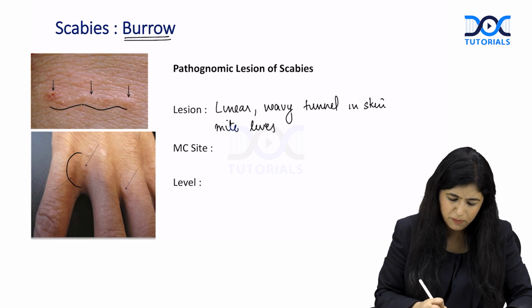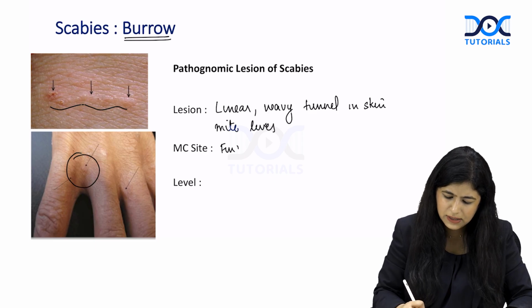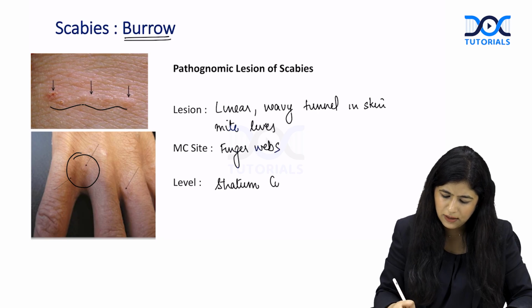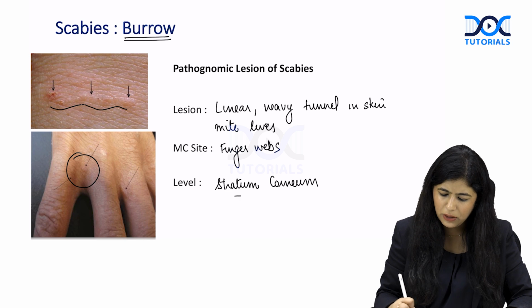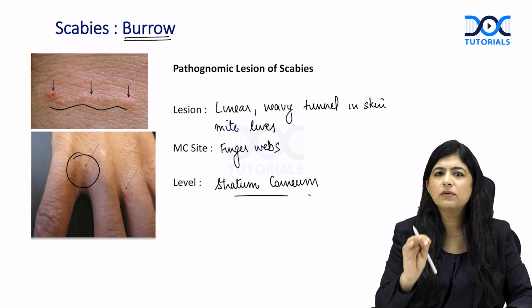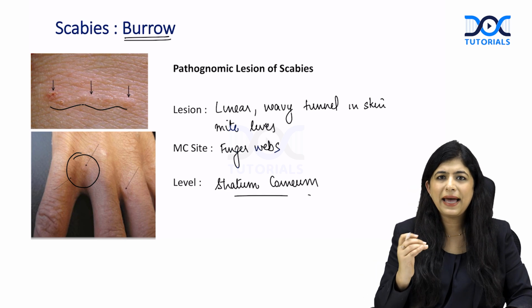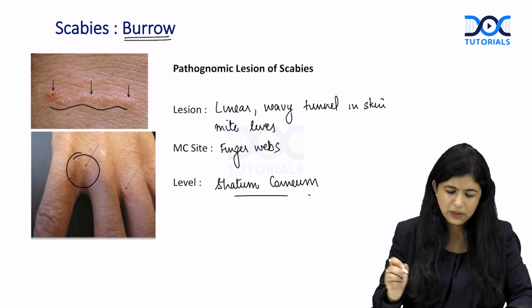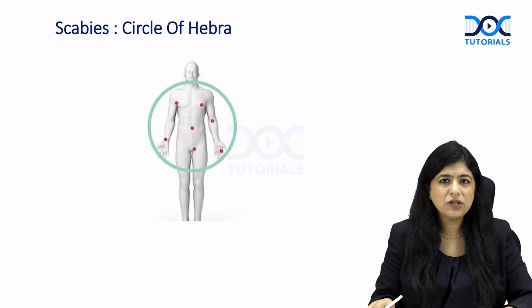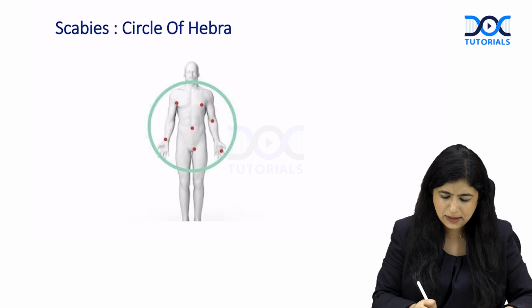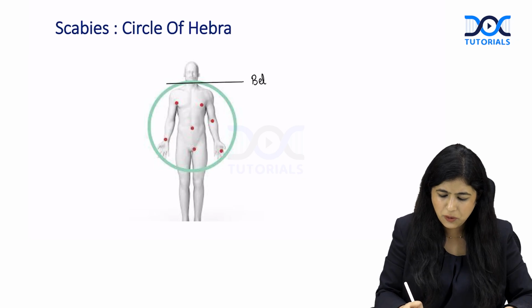The most common site for a burrow is the finger webs, and in the epidermis, it is present at the level of the stratum corneum. So remember, the burrow is the pathognomonic lesion of scabies, most commonly seen in the finger webs, and it is present in the stratum corneum.